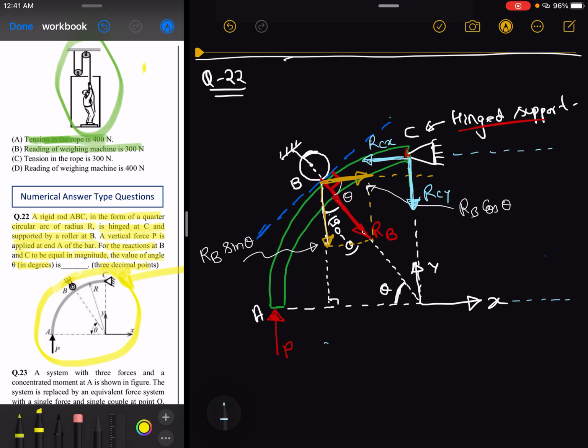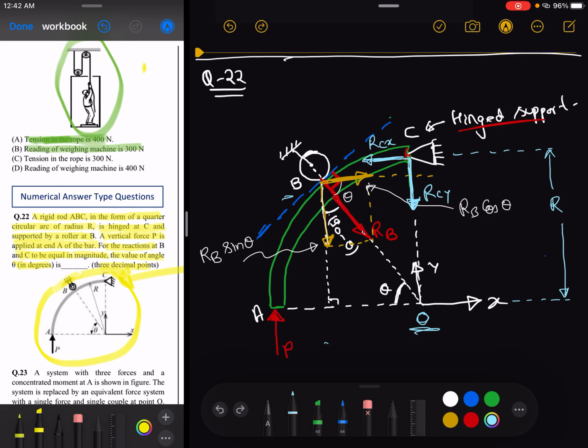So if you observe carefully, let us mark this point as O. So you can observe that this OC is nothing but the radius of the circular arc, like this R, clear? Okay. And also if you observe carefully, this OB is also equal to the radius of this circular arc, that is R. So if you observe carefully, this is the angle theta, right? This is the angle theta.